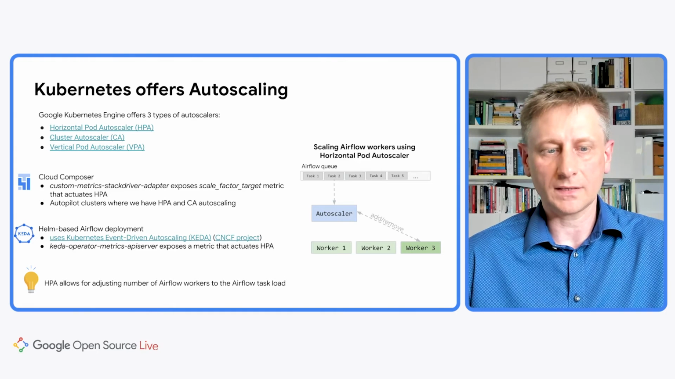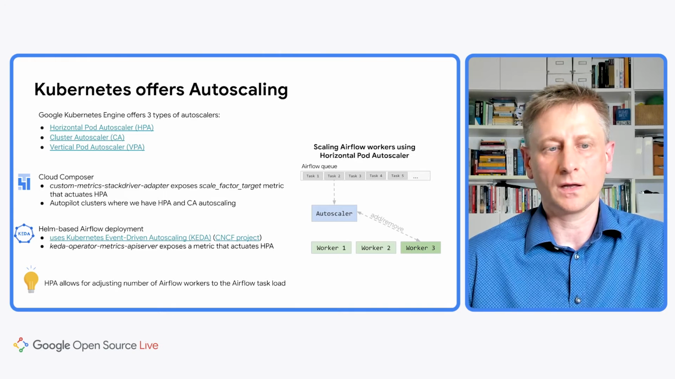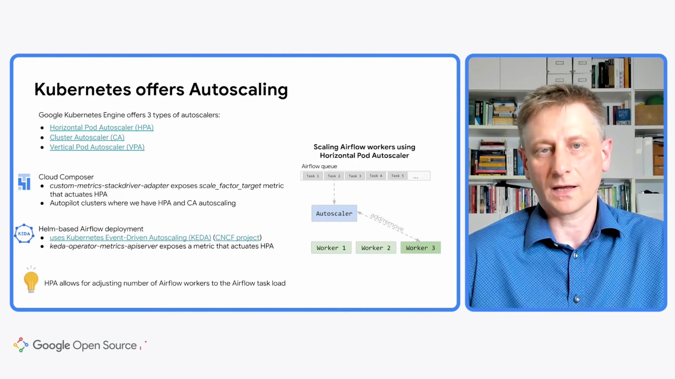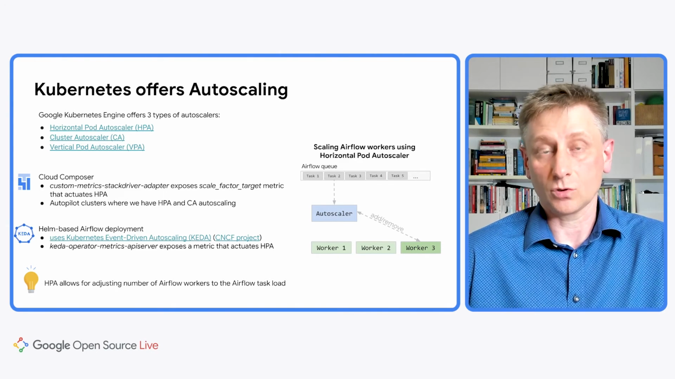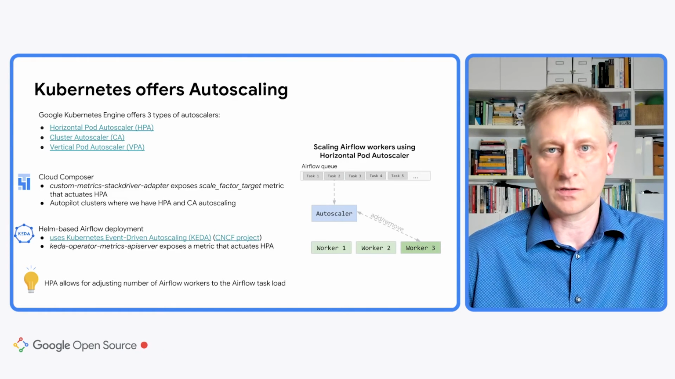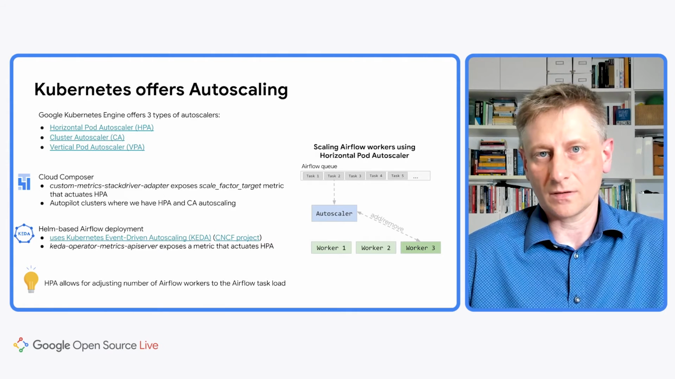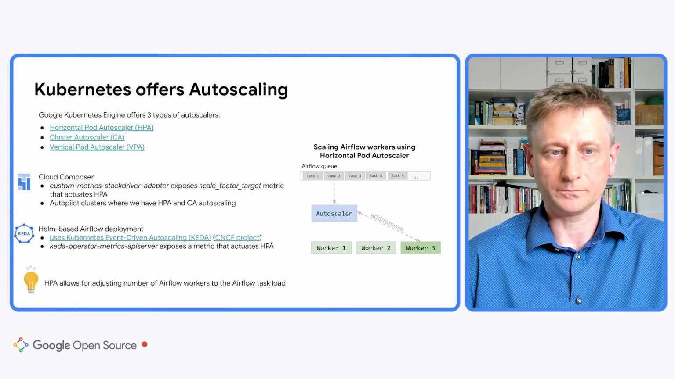Those components are maintaining metrics. This metric is actuating horizontal pod autoscaling, and the horizontal pod autoscaler makes a decision: okay, I need to add more Airflow workers, or, for example, I can remove some workers to save some additional resources.